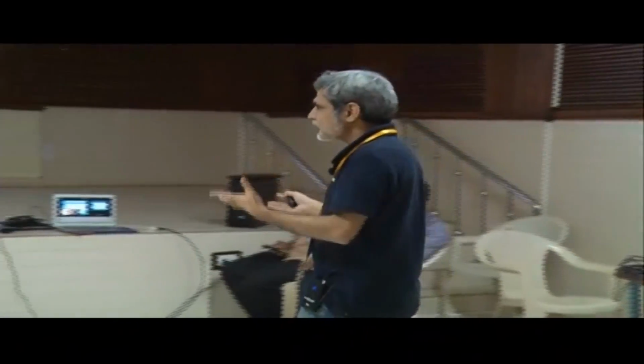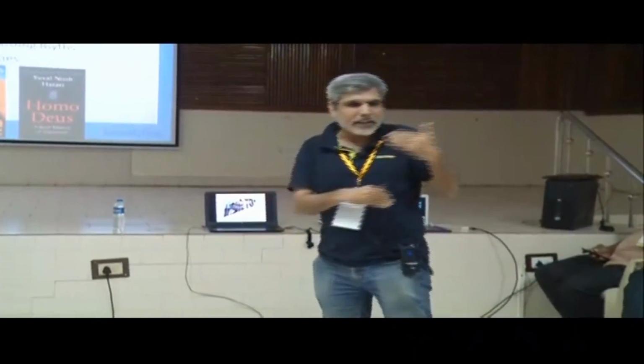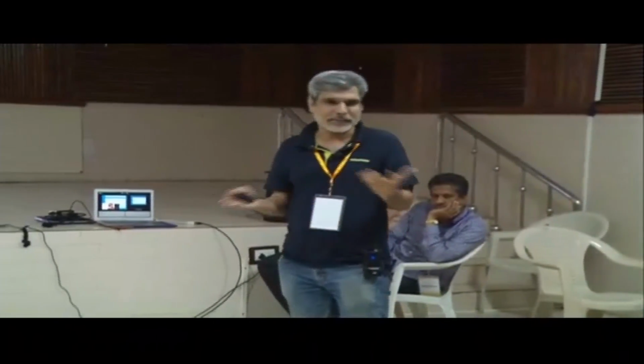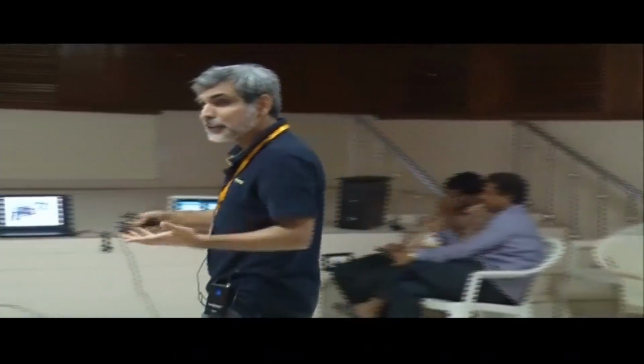Second thing is intolerance. Probably they were not tolerating models, maybe they were trying to overcome them. Third thing is building non-existing myths. For example, a company is a non-existing myth. Tata Group is still there, Jamsetji Tata is gone, JRD Tata is not there, still Tata Group is there. Money is another myth. God is a myth. Who has seen it? No one has seen it. Even colleges, companies, trusts, examinations, everything is a myth.